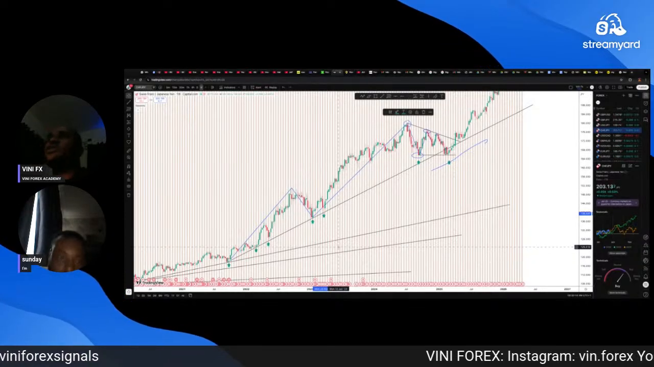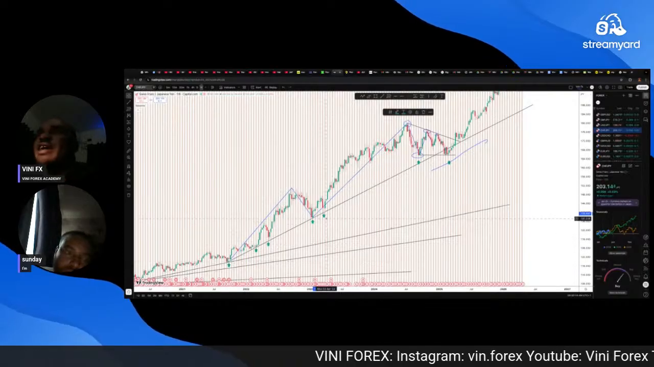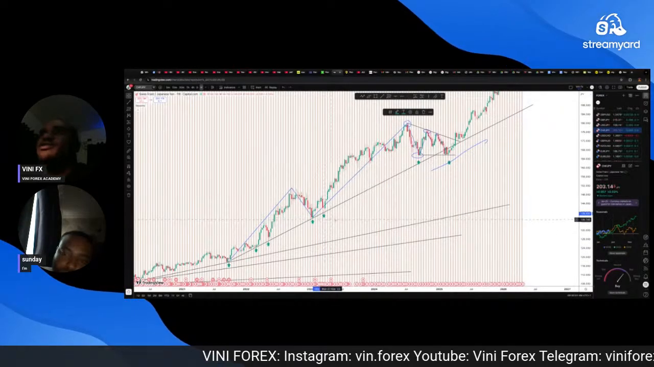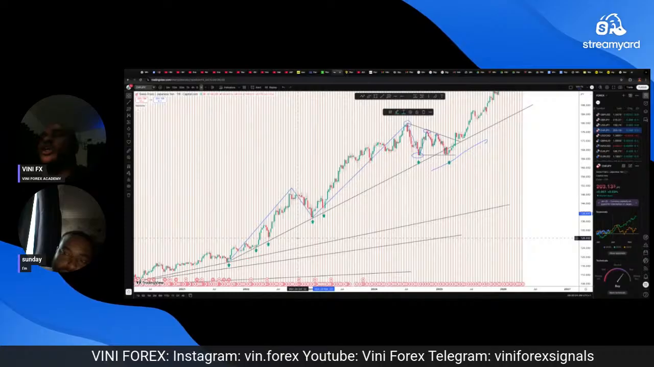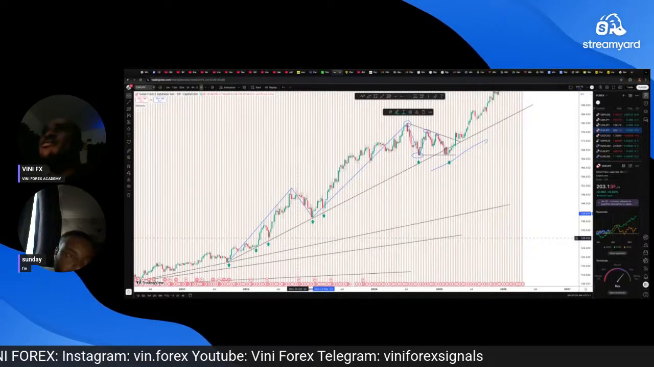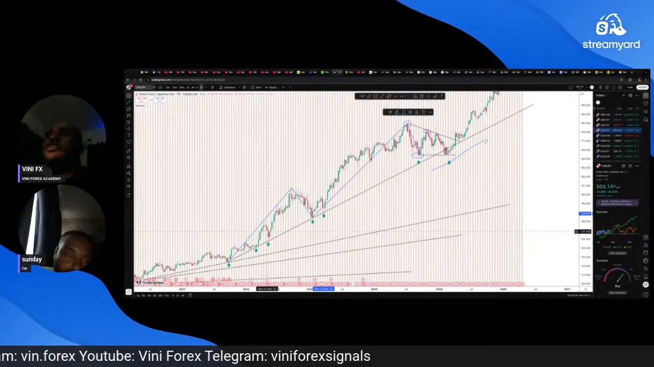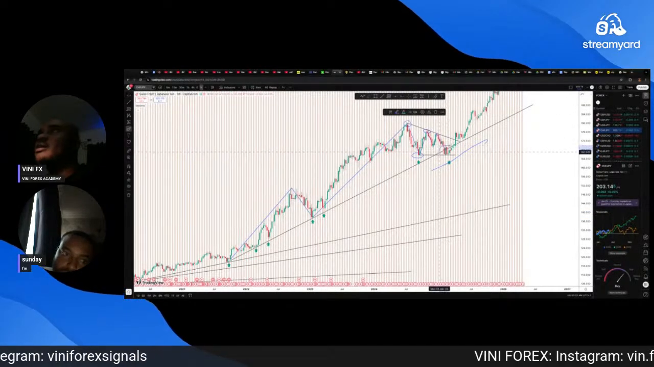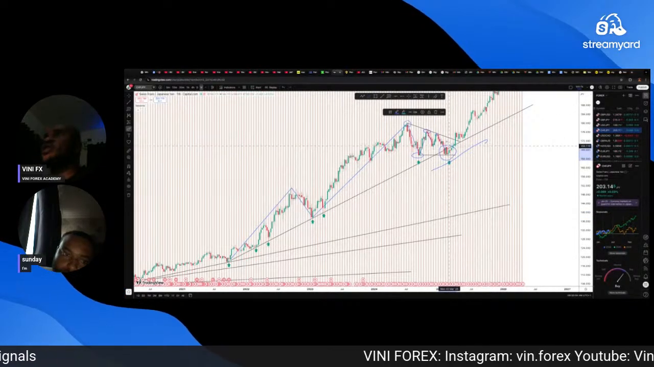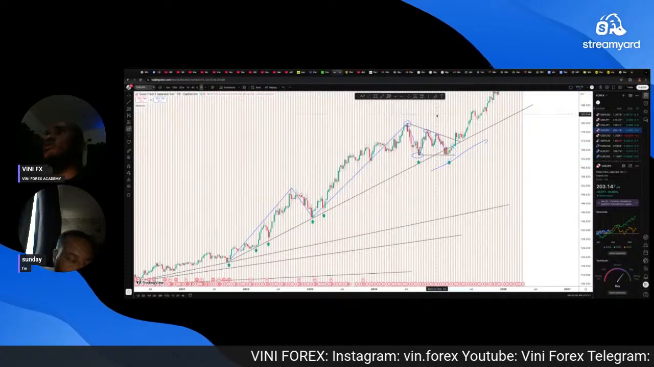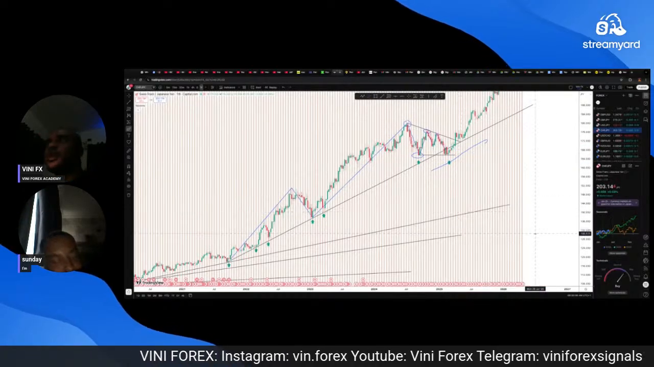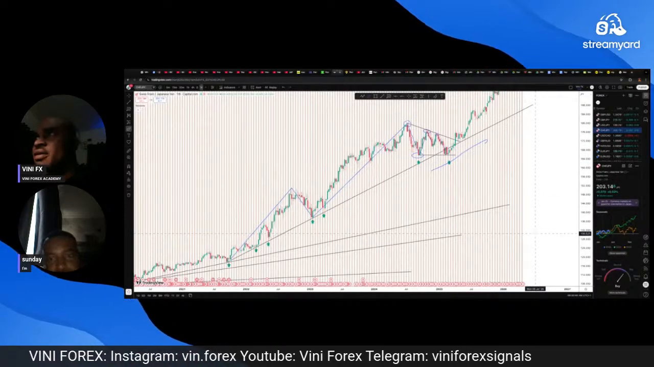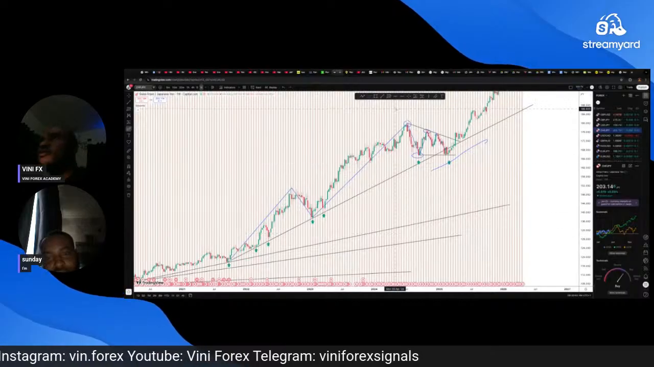So far, so good. We've had about 5 bounces, and these are perfect touches because none of them went below this trend line, like here. They were all perfect touches. Do you understand what I'm saying? Yes, sir. Any questions so far? No. So clear. Good. Very nice.